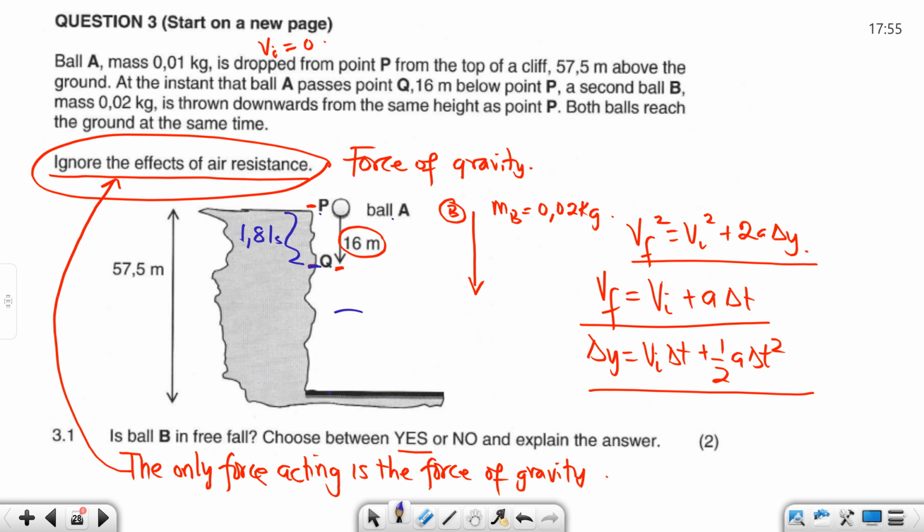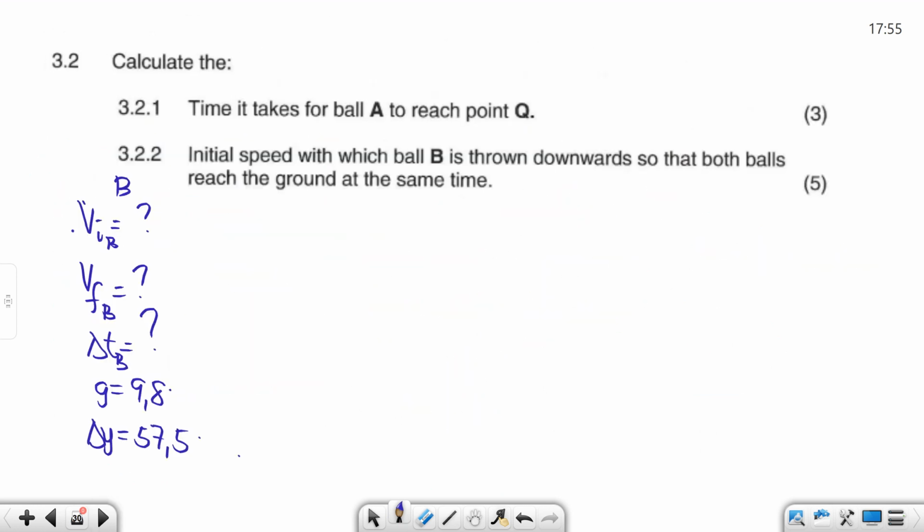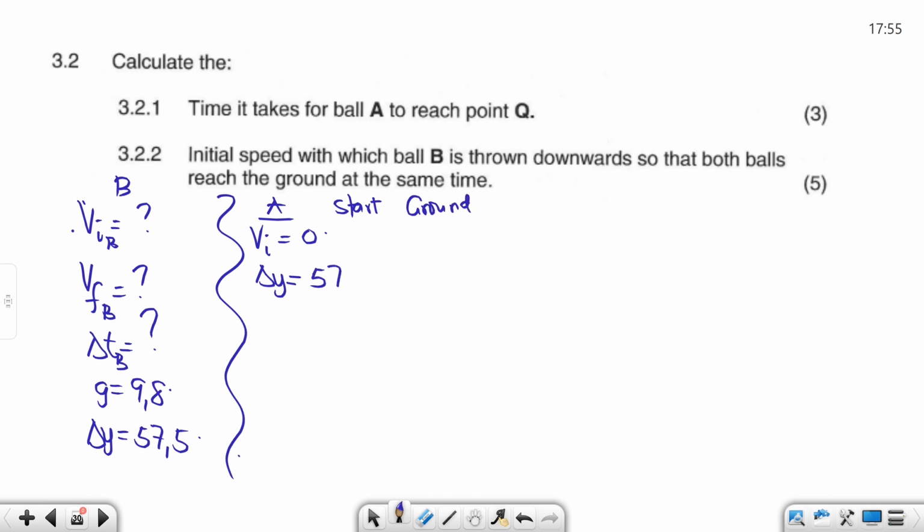I see Tesmia giving me 3.43. I'm not sure. Is that the answer for ball A? Let's check for ball A. Do we know the initial velocity? Initial velocity of ball A is 0. Do we know the displacement of ball A? Remember, it is now from the start to the ground. What is my delta Y? 57. So always ask yourself, start, end. You pick the values from there. Do we know g? 9.8.